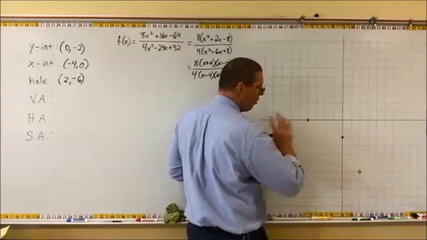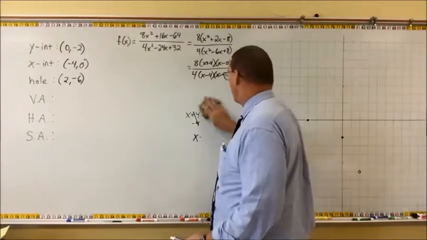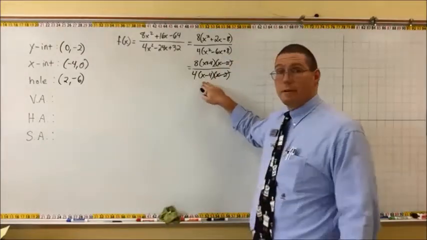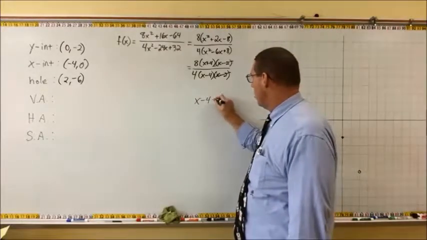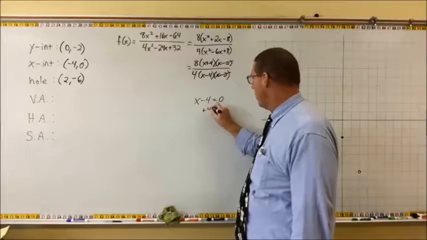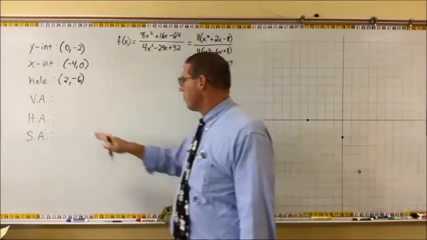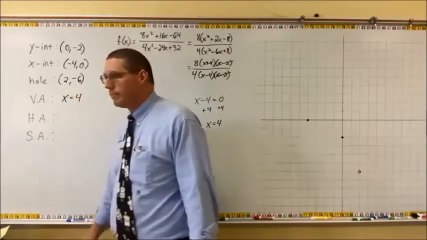Now, before we start drawing lines, we need to find out where the vertical and horizontal asymptotes are, if there are any. Remember, the vertical asymptote is where the denominator is equal to 0. So we're going to set the denominator, x minus 4, equal to 0, and solve. Add 4 to both sides, and we get x equals 4. So there's a vertical asymptote at x equals 4.